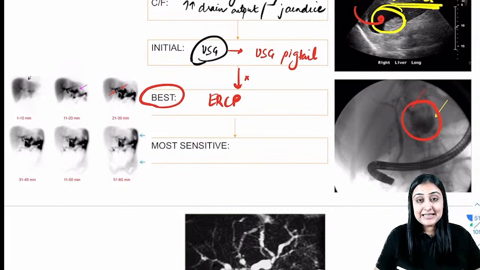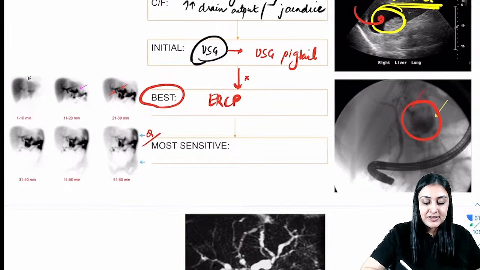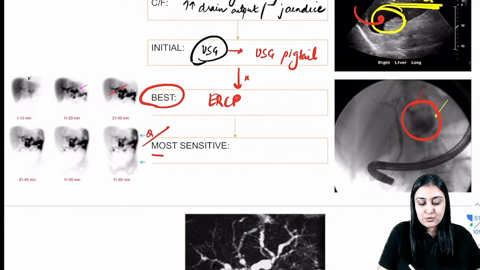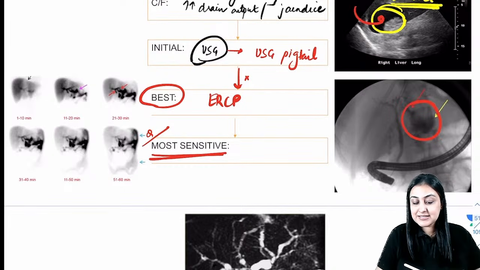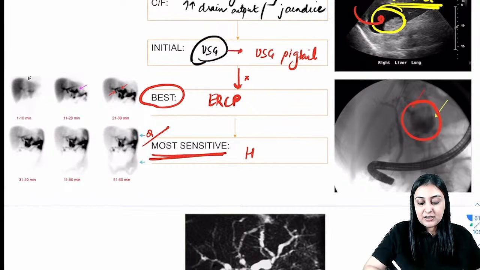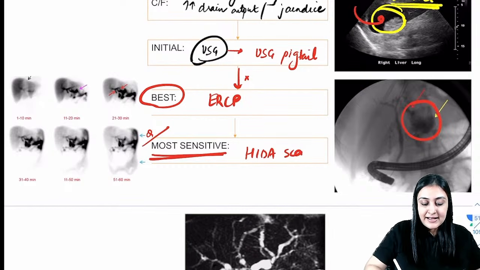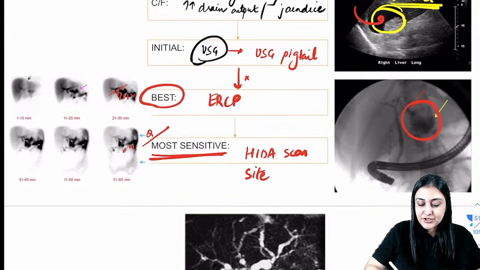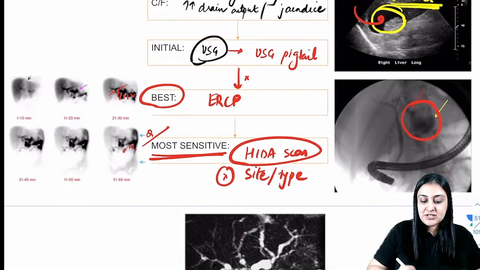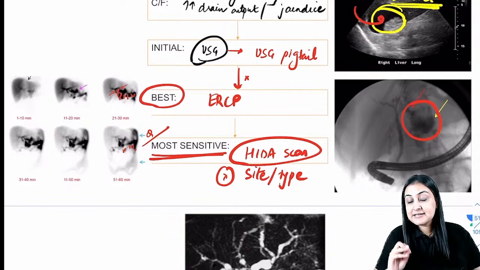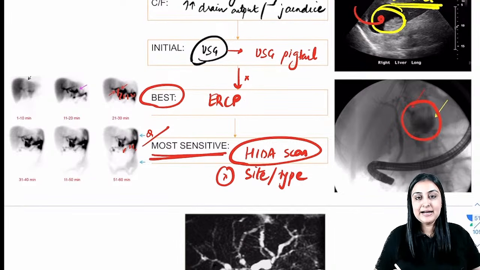So best is ERCP. In INICET, once a theoretical question was asked, what is the most sensitive investigation? That is going to be a HIDA scan. A HIDA scan is very good to show you that a leak is happening, but can it show me the site, or can it show me the type of leak? It cannot. So this is the most sensitive to show me whether leak is there or not. All right, but the disadvantage is it won't tell the site or type.